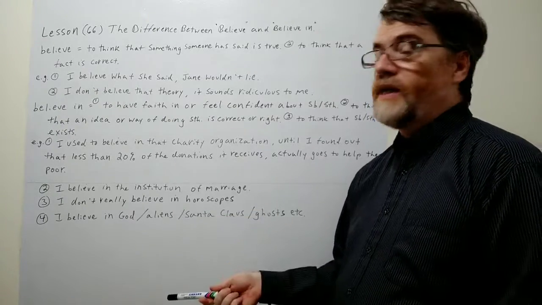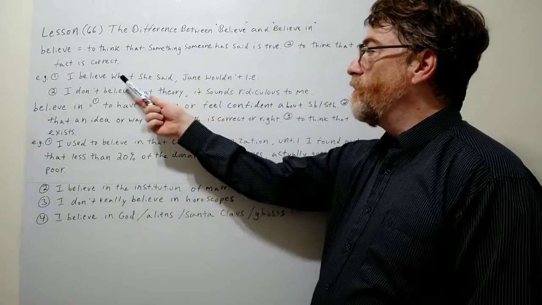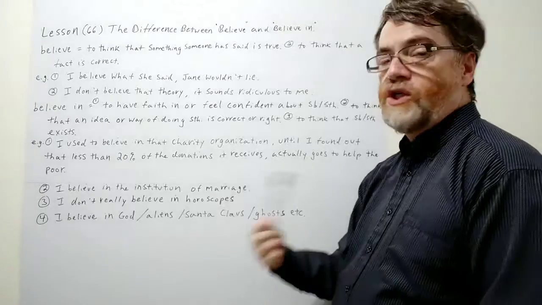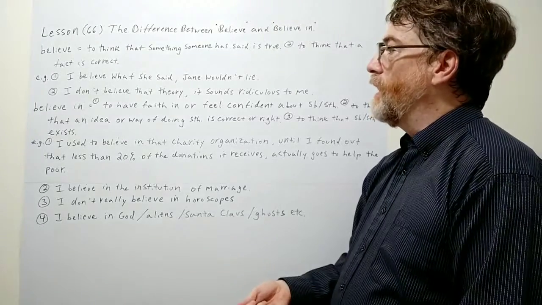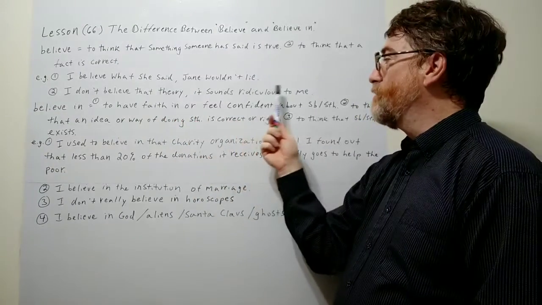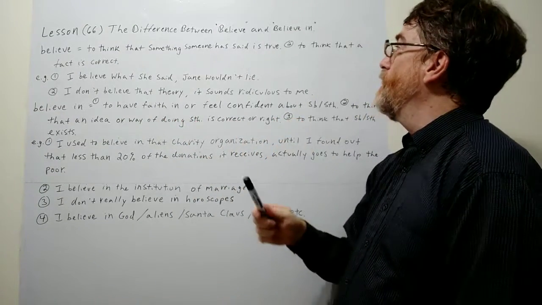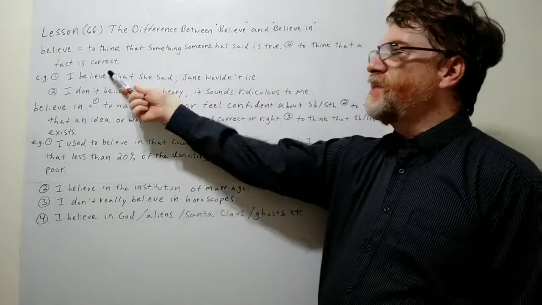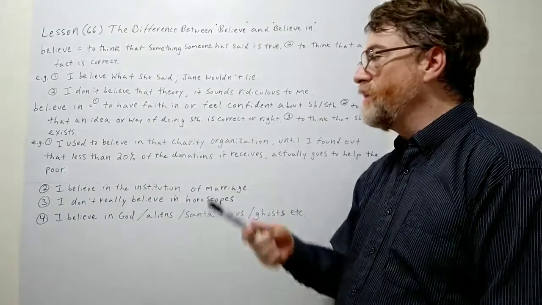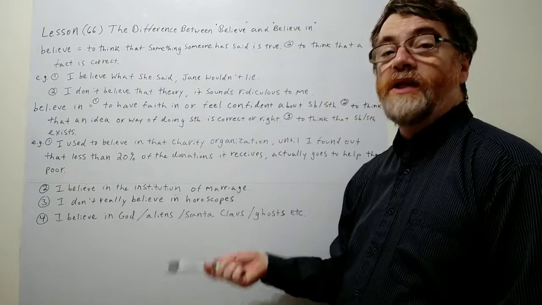So let's look at the first example. I believe what she said. Jane wouldn't lie. So again, you believe that what she told you is the truth. Or number two, I don't believe that theory. It sounds ridiculous to me. Meaning, you don't think that this theory is correct. It doesn't sound right. It doesn't make sense to you. It doesn't seem reasonable, so you say you don't believe it.